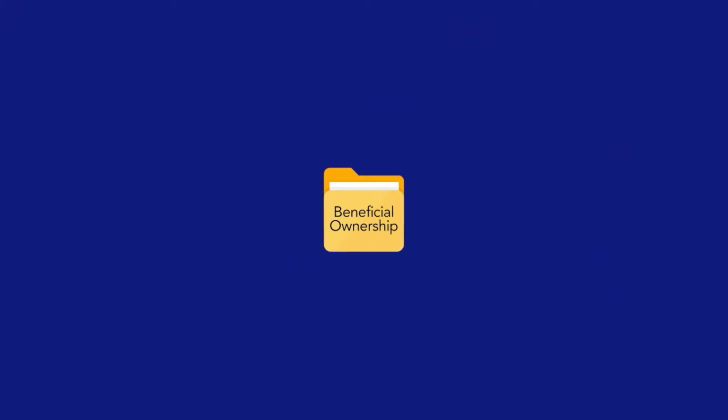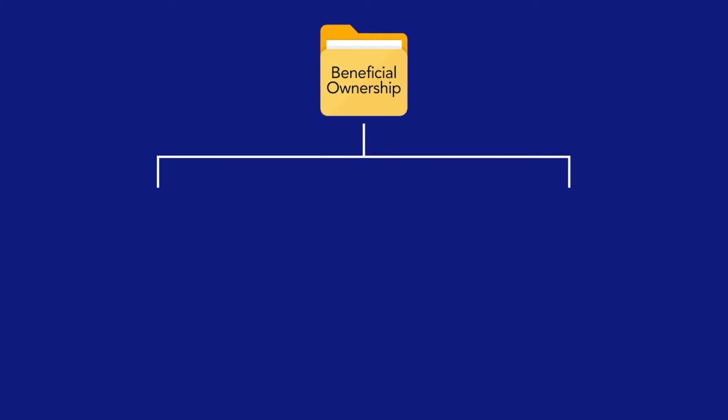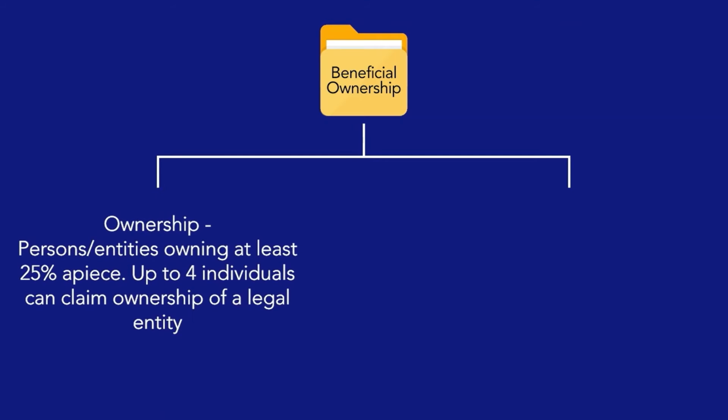So, what is a beneficial owner? To answer, there are two prongs, as FinCEN calls them, both of which must be determined for most legal entities. Ownership. Owners are those persons, if any, who in any way own 25% or more of the equity in a legal entity. Up to 4 individuals can satisfy this ownership definition, depending on how many of them own 25% or more of the entity.